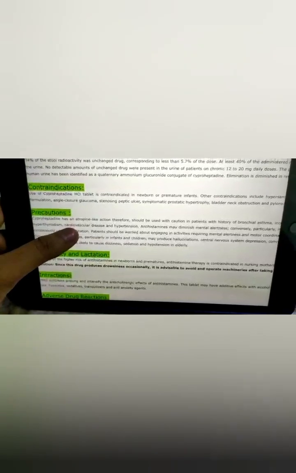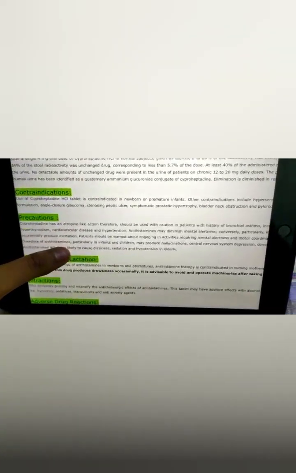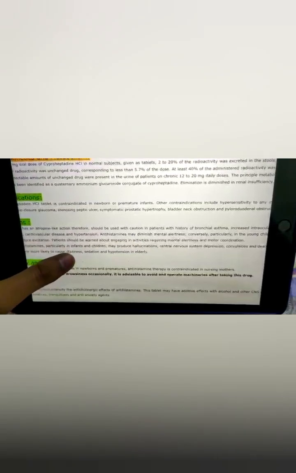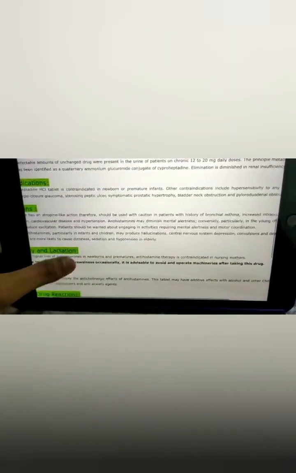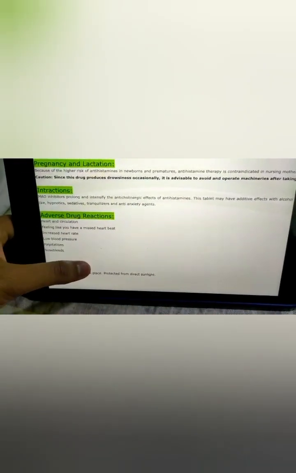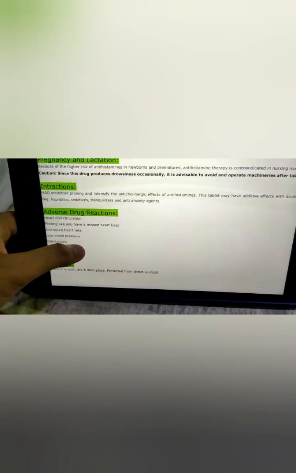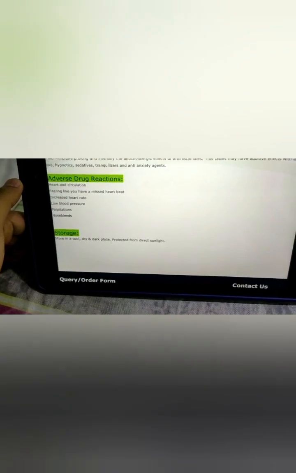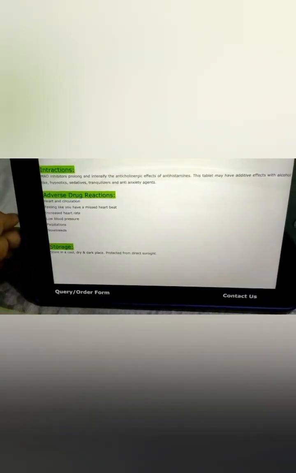Now its precautions. Cyproheptadine has an atropine-like action, therefore it should be used with caution in patients with a history of bronchial asthma, increased intraocular pressure, cardiovascular disease, and hypertension. Now its adverse drug effects: heart and circulation, feeling like you have a missed heartbeat, increased heart rate and palpitation, and nosebleeds. Now its storage. We have to store this in a cool, dry, and dark place, protected from direct sunlight. So that's it about my topic. Thank you.